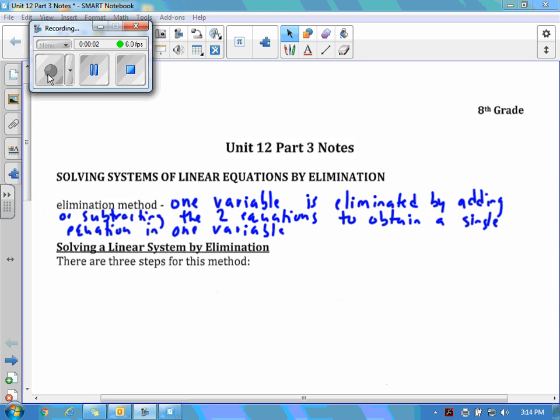In Unit 12, Part 3, we are looking at our third way to solve systems of linear equations. We solved by graphing, we solved by the substitution method, and now we're going to solve by the elimination method. The elimination method says that one variable is eliminated by adding or subtracting the two equations to obtain a single equation in one variable. Just like with the substitution method, our goal is to get one equation that only has one variable. We don't want to be in two variables.